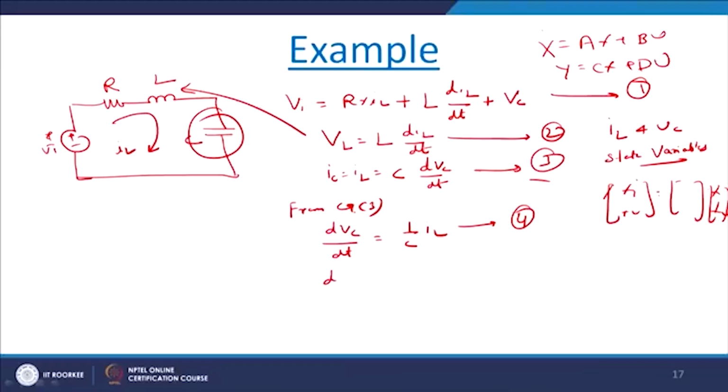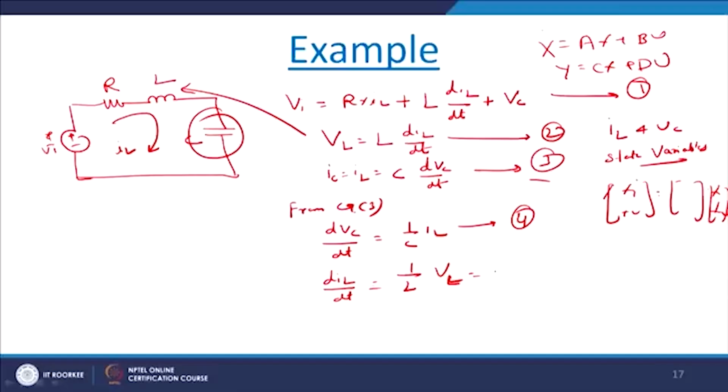Now we write this as equation 4. Now coming to equation number 2, we write dIL by dt equals 1 by L into VL. But here we will get VL, while our state is VC. That means this part VL we have to write in terms of VC. So how will we write it in terms of VC? Here VL equals VI minus R into IL minus VC.